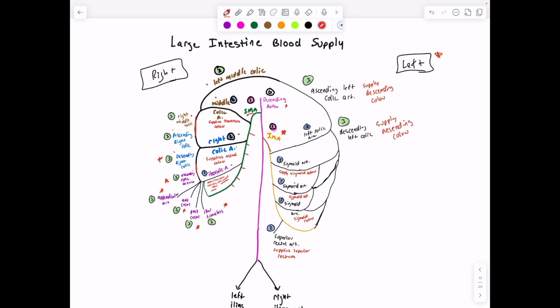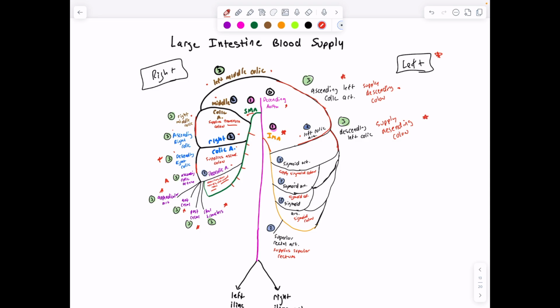This guy is going to give off 3 main branches, in the sense that there are 3 categories. The first is the left colic artery, which we see here, and that's going to split and give us the ascending left colic artery, which is supplying the descending colon, and then as it goes further up to anastomose with the left middle colic, is going to supply the transverse colon as well.